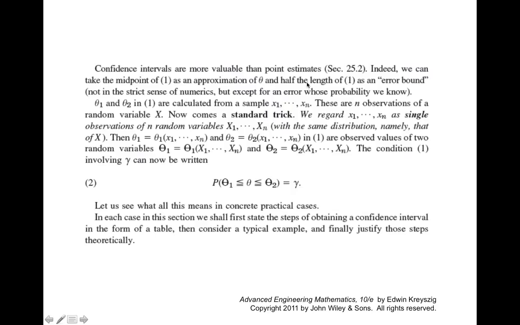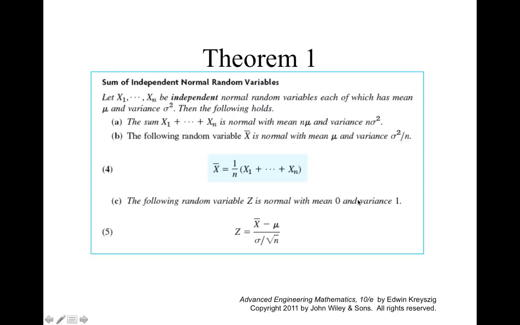I think this will become much more clear when we look at some concrete examples. And going through the concrete examples, we're going to use the tables at the end of your textbook. So first of all, we're going to let x1 to xn be independent normal random variables, each of which has a mean of mu and a variance of sigma squared. In that case, the following holds. If you sum up all of your independent random variables, you will also have a mean n times mu and a variance n times sigma squared. And so the random variable x bar is normal with mean mu and variance of sigma squared over n. And so x bar is basically just the mean of your x1 to xn.